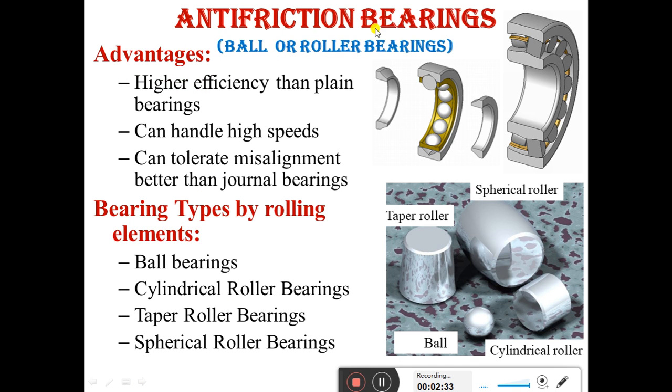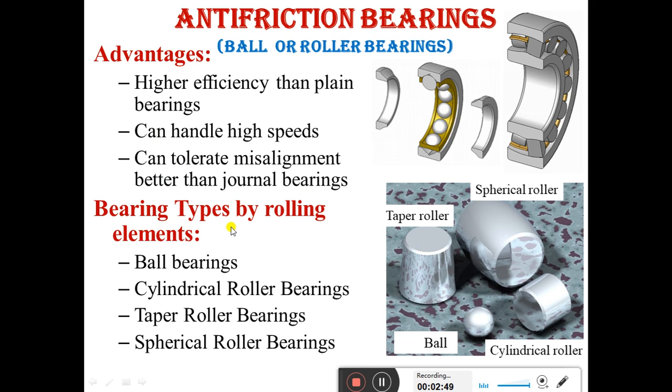And the anti-frictional bearing, that is ball or roller bearing. Advantages: higher efficiency than plane bearing, can handle high speeds, can tolerate misalignment better than journal bearing.